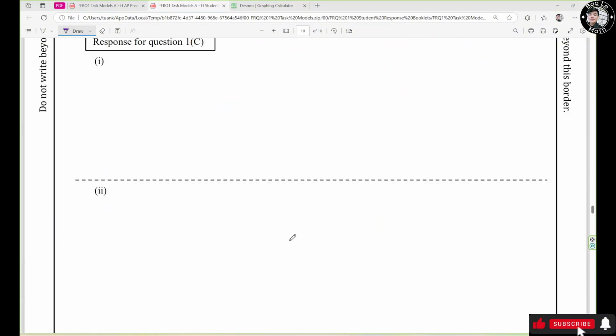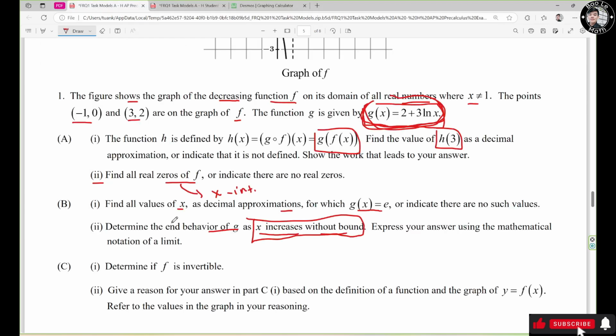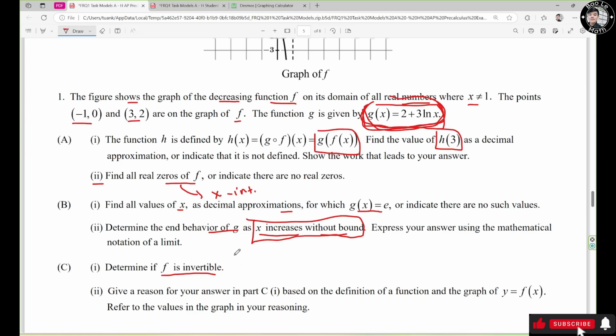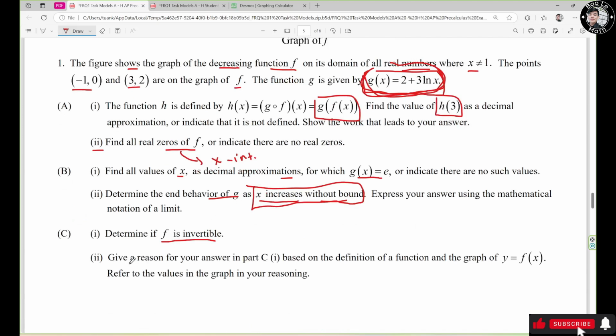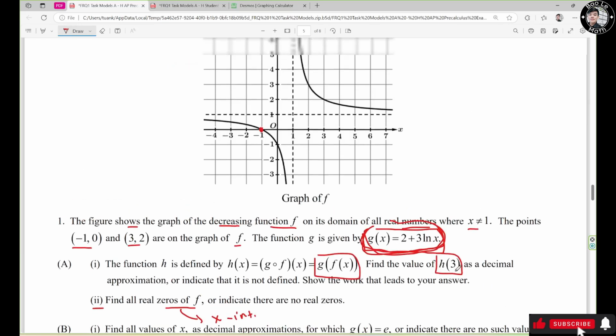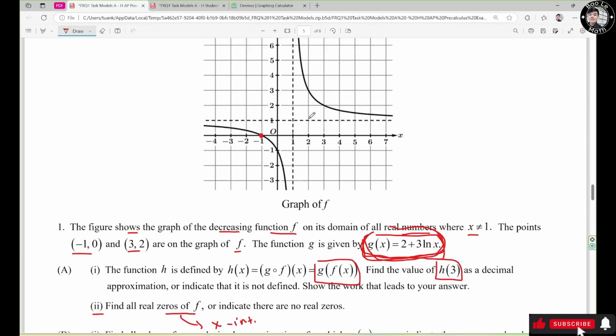Now let's move on to C1 and C2, right? Determine if the function f is invertible, right? So the function f is given by right here. Give a reason for your answer in part C1 based on the definition of a function and the graph of the function y equals f of s, right? So we look at this one right here. We see that the function f is definitely invertible, right? Because you just use the horizontal line test, you will see that, right?